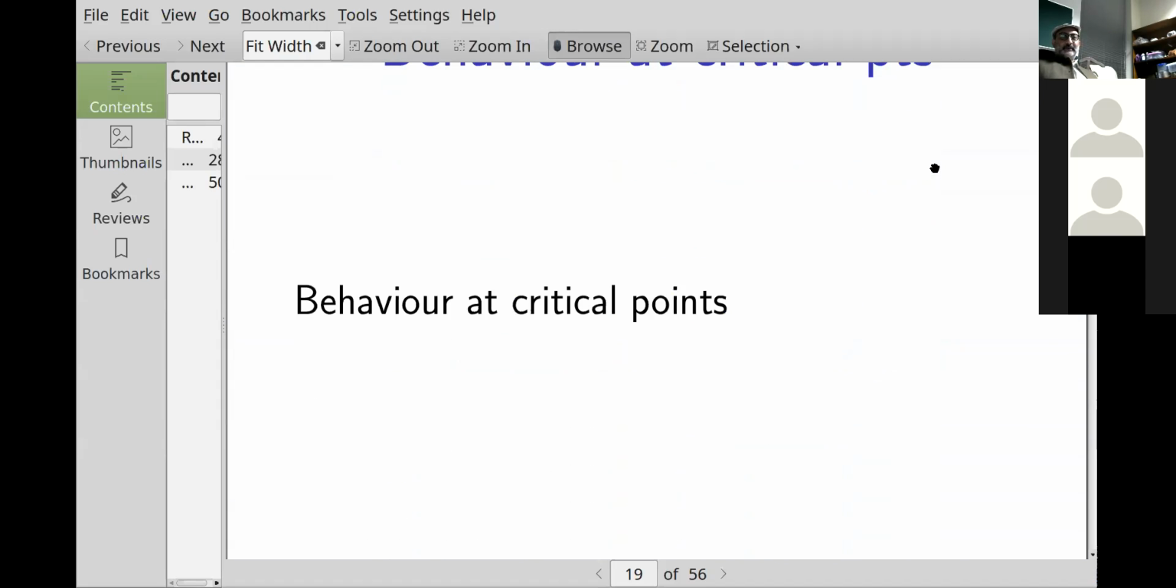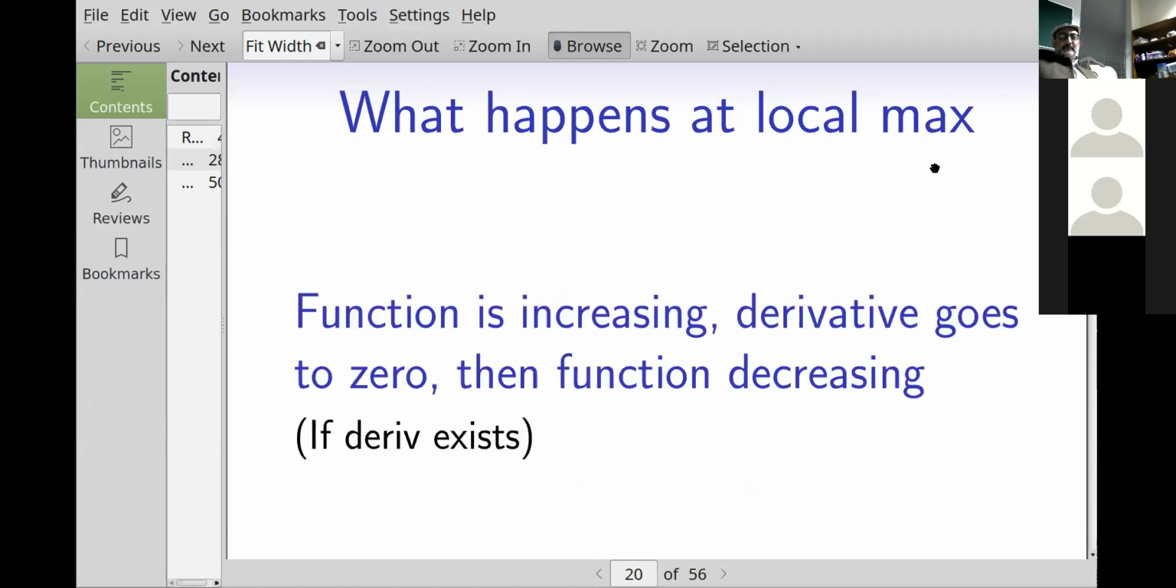Okay, now let's see what happens at a local maximum. Okay, so at a local maximum, the function is increasing. The derivative goes to zero, or it doesn't exist, and then the function is decreasing. So to the left of the critical point, the function is increasing. That means the derivative is greater than zero. At the critical point, the derivative is equal to zero, or it doesn't exist. And then to the right, the function is decreasing. The derivative is less than zero. And then right at the critical point, you have a local maximum.